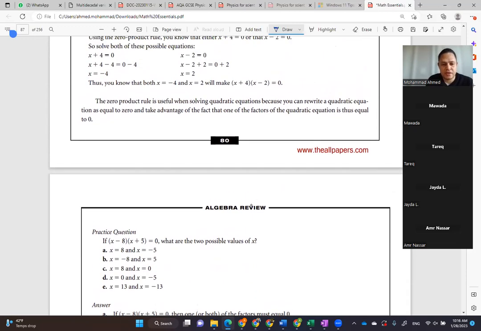If we have x minus 8 multiplied by x plus 5 equals 0, what are the two possible values of x? Can you type your answer in the chat, please?